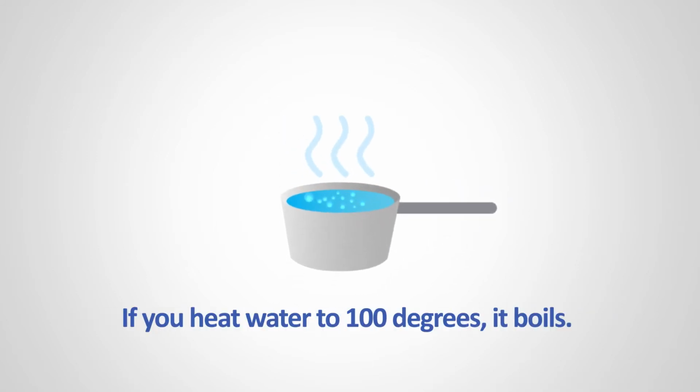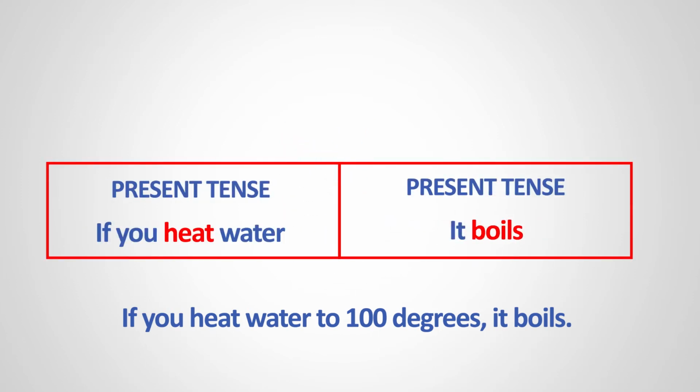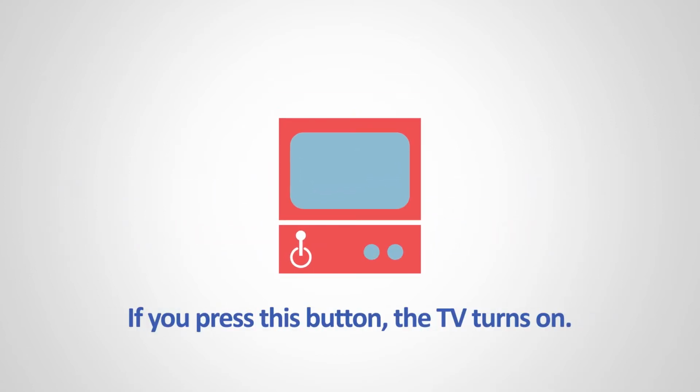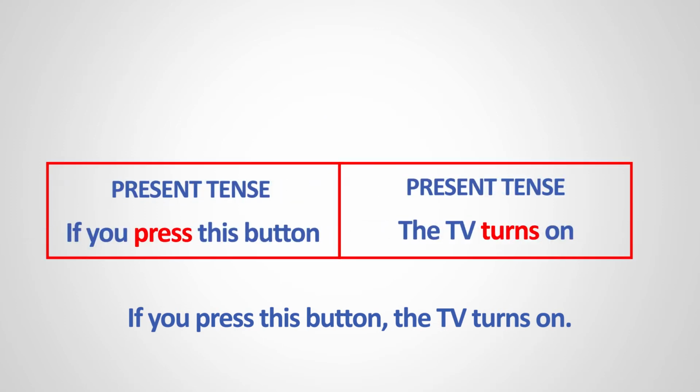Some more examples. If you heat water to 100 degrees, it boils. Heat is present tense. Boils is present tense. If you press this button, the TV turns on. Press is present tense, and turns is present tense.